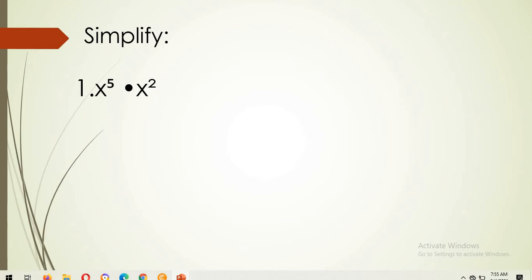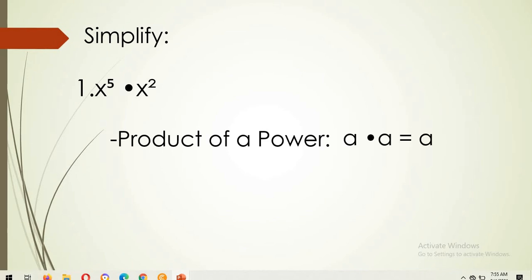We have x raised to 5 multiplied by x raised to 2. So, kung napapansin nyo, parehas tayo ng base. Parehas x. So, all you need to do is to copy the base and remember that our operation is multiplication. Okay? So, kapag ganyan, apply natin yung product of a power, which is copy the base and add the exponent. So, ganun lang siya kadali. Copy natin si base, which is yung x. Then, 5 and 2 is the exponent. I-plus lang natin sila or i-add. So, your answer is x raised to 7.